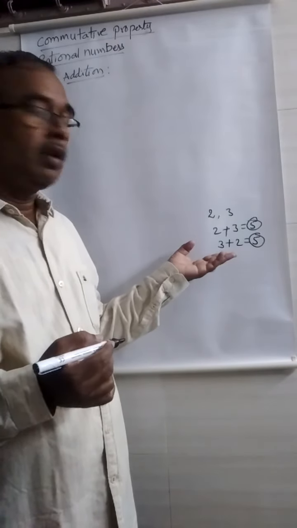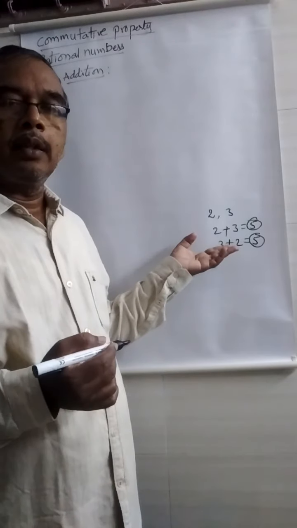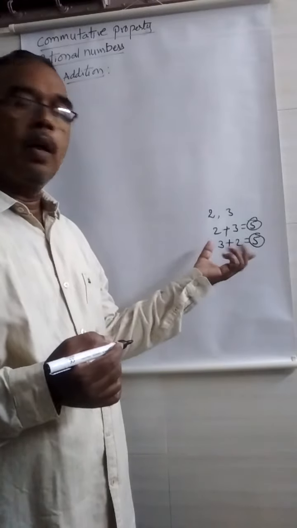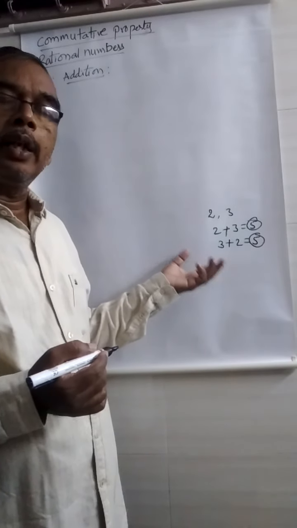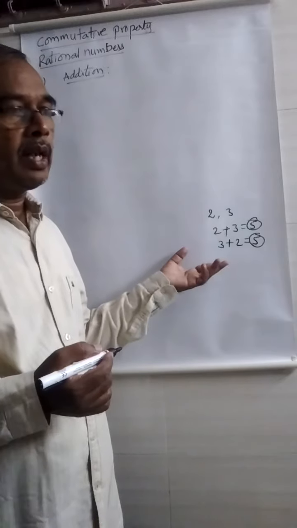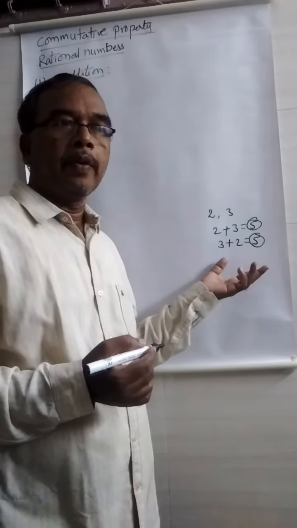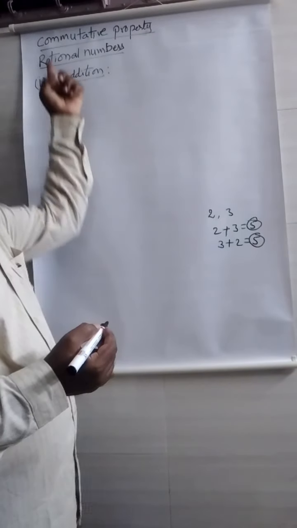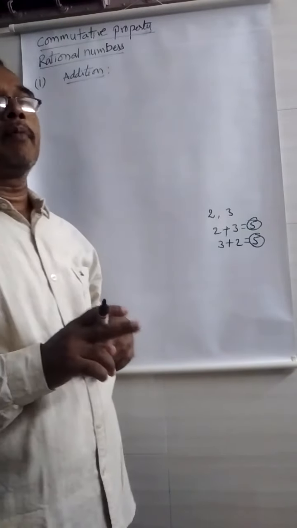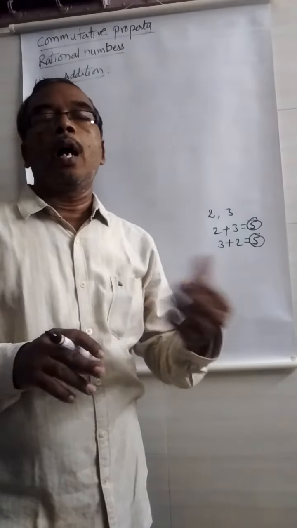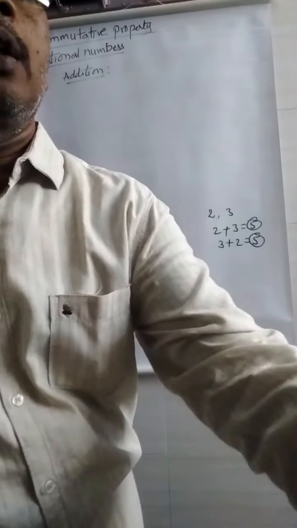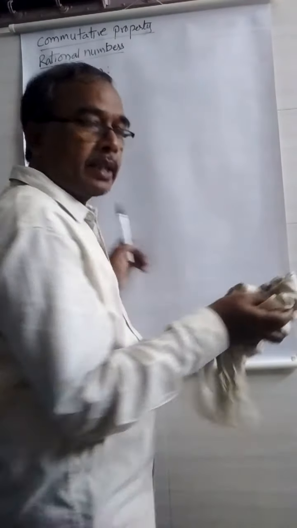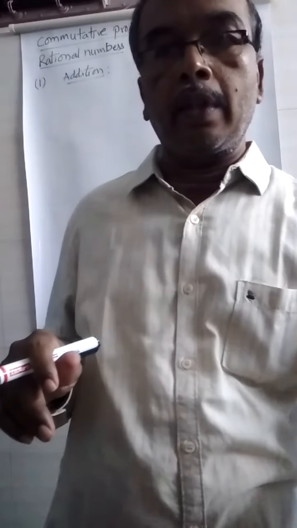You may do in subtraction, multiplication and division also like this. These are the whole numbers. If you take any two integers, in the same way you do it. Now today we are going to discuss about the commutative property of rational numbers under all four binary operations. What are four binary operations? Addition, subtraction, multiplication and division.